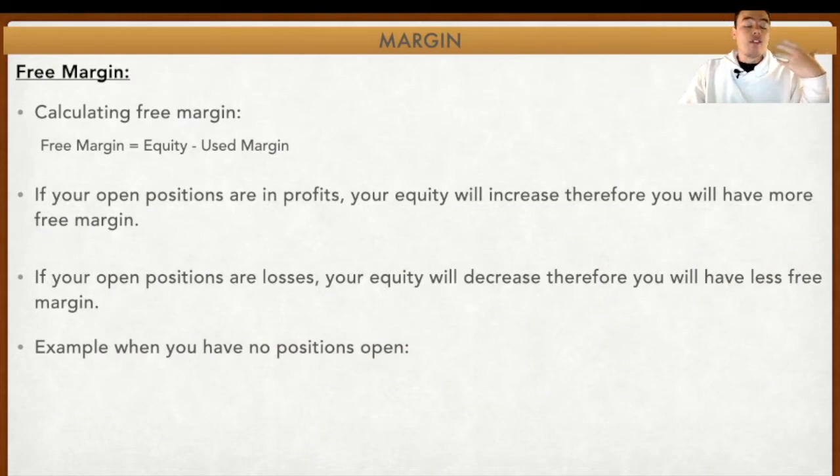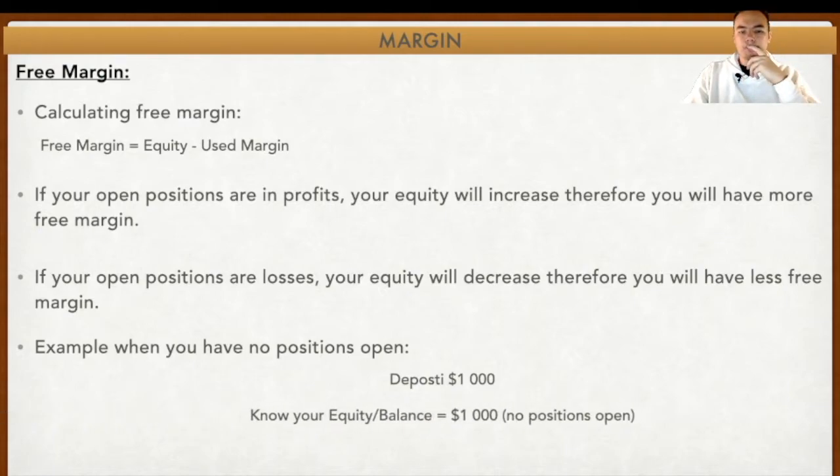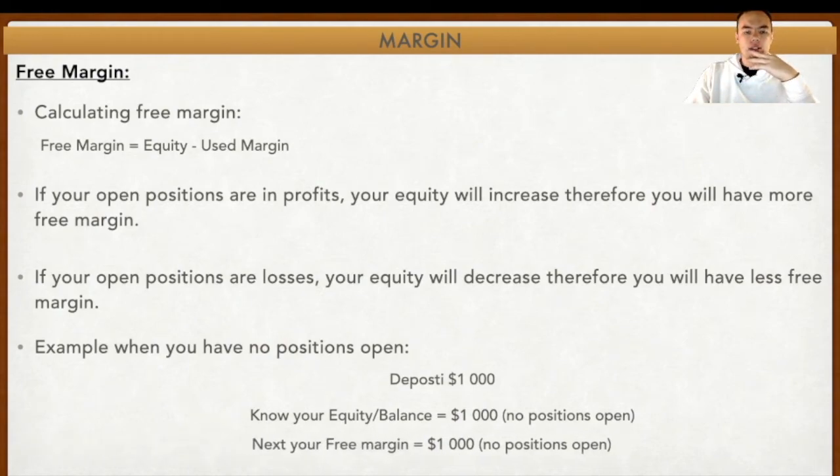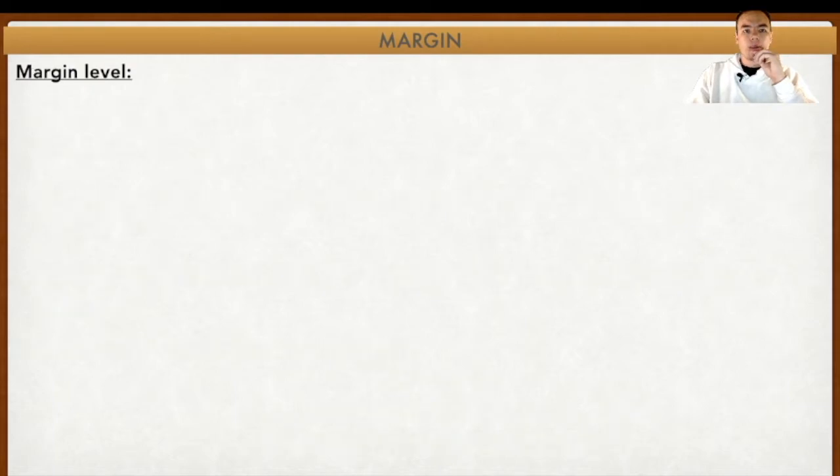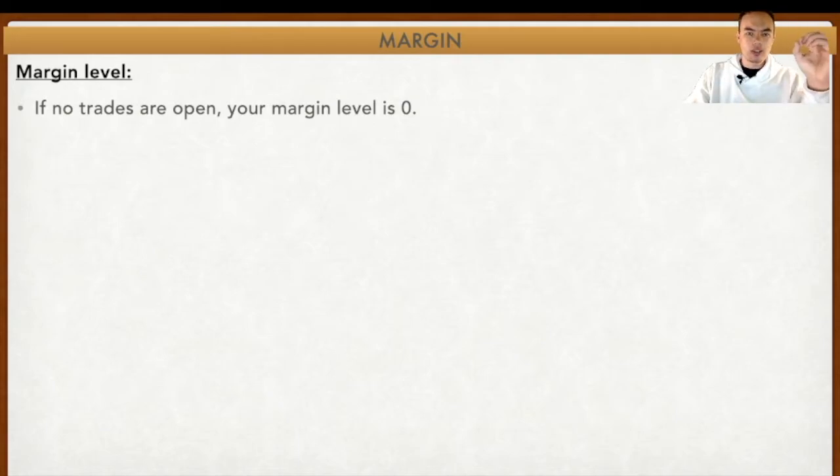An example when you have no positions open. So you deposit $1,000. Your equity or balance is 1,000 because remember you had no positions open, no nothing. It's a new account. So your free margin, $1,000 because nothing was open. Margin level, right? If no trades are open, your margin level is 0.